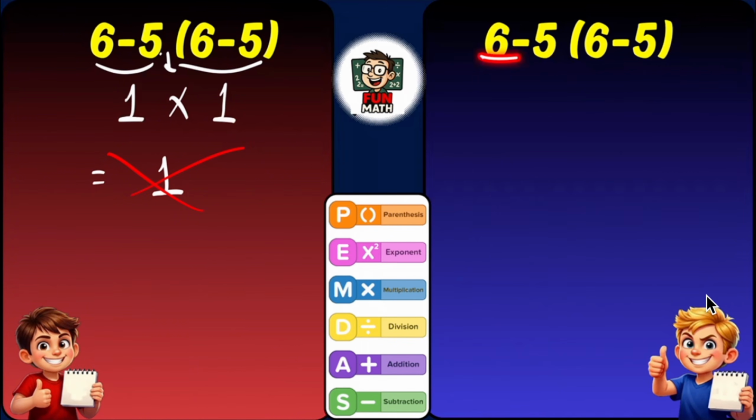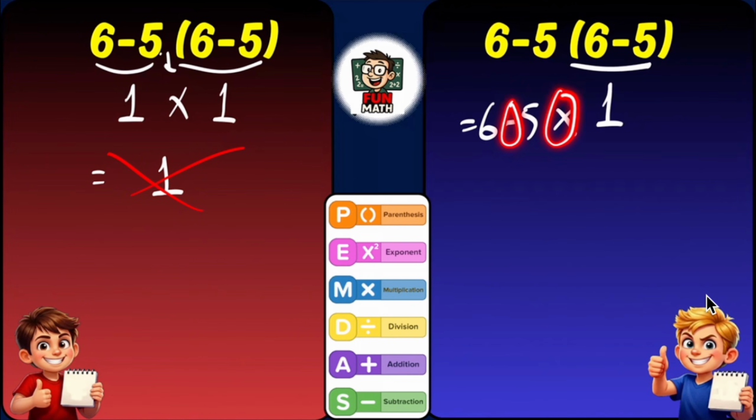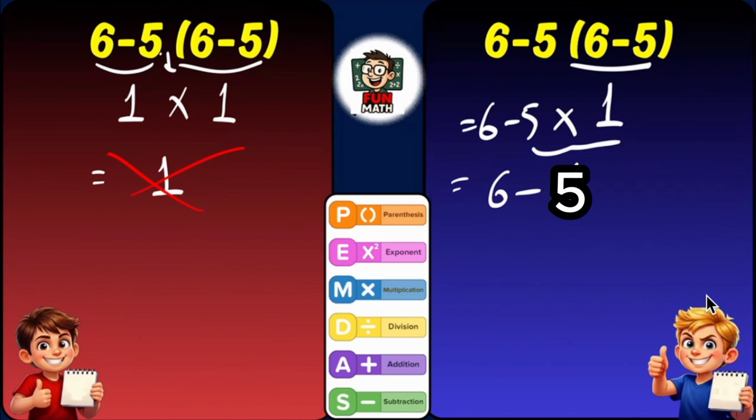Now, let's solve the equation according to the rule. First, parenthesis, 6 minus 5 equals 1. Now, there are subtraction and multiplication. First, multiplication, 5 times 1 equals. Finally, subtraction. The correct answer will be.